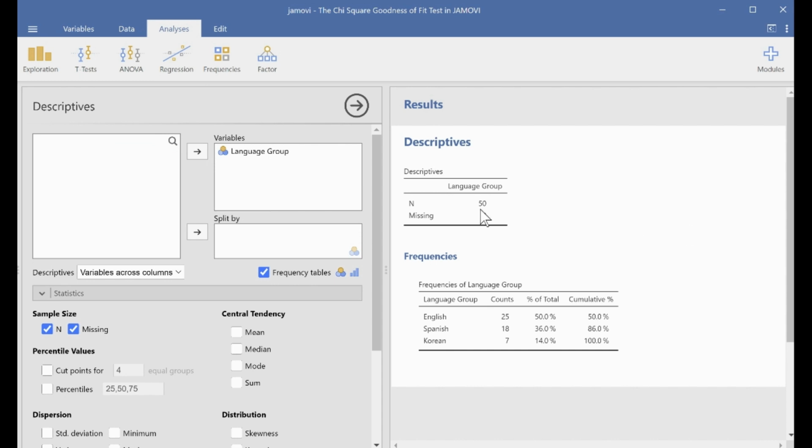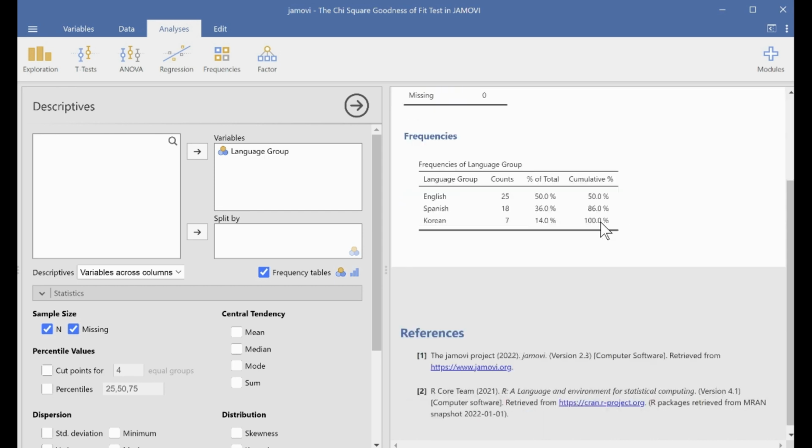Let's see what I have here. I have 50 people in this group. That's important because I need to report that later on. And then I have certain proportions here. I have 25 English speakers, 18 Spanish speakers, and 7 Korean speakers. So the English speakers make up 50% of the group, the Spanish speakers make up 36% of the group, and the Korean speakers make up 14% of the group. This just tells me who's visiting the writing center from which language groups.